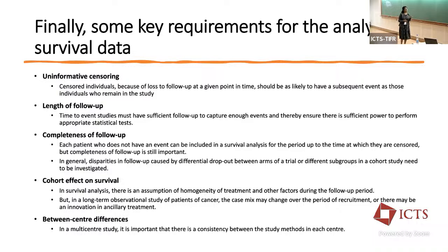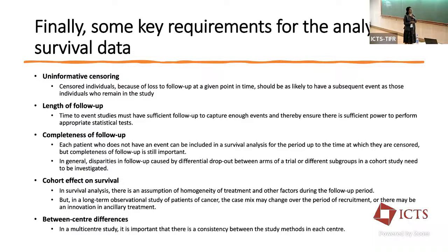Then cohort effect on survival. In survival analysis, there's an assumption of homogeneity of treatment and other factors during the follow-up period. For example, you may have a number of people enrolled in a study, and at the beginning some were diseased and some were not diseased. Over time, it may happen that those who were not diseased become diseased. They change from controls to become cases, so this might change.